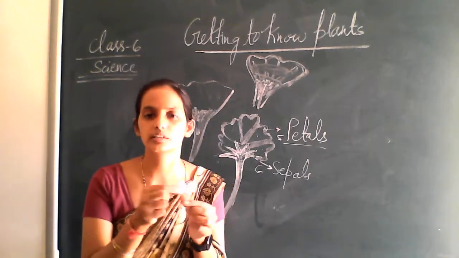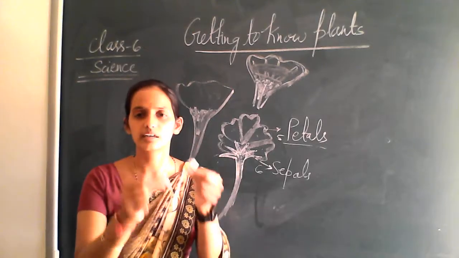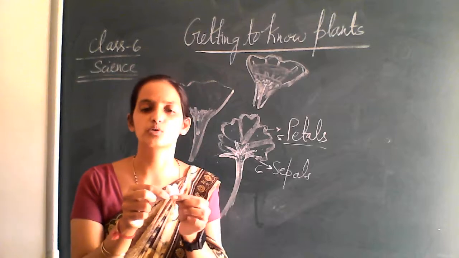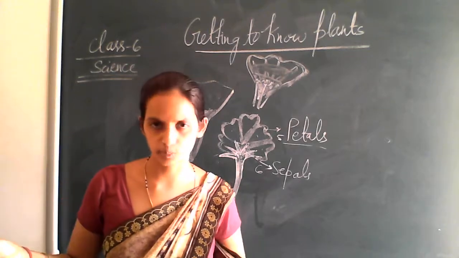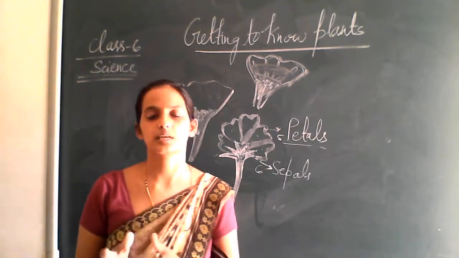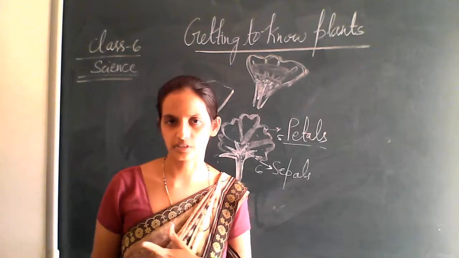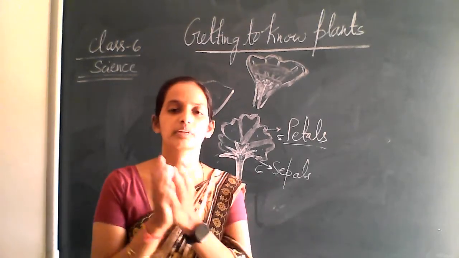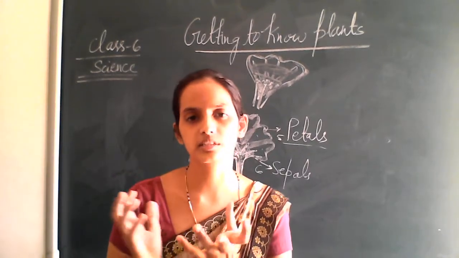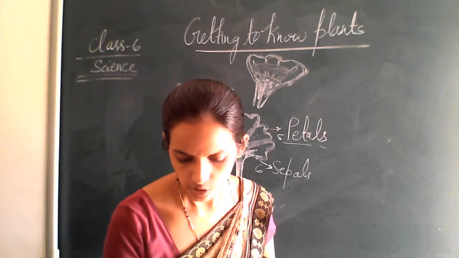These are the petals we can remove easily. Individual petals we can remove, but in your bell-like flower, where they are joined together, we cannot separate those petals, right? Today's class is all about petals and sepals, what they are, and how they are present in different flowers. In some flowers it is a joined form, in some flowers it is an individual arrangement. Okay, so petals are arranged one after the other in a circular manner. Right? So thank you.